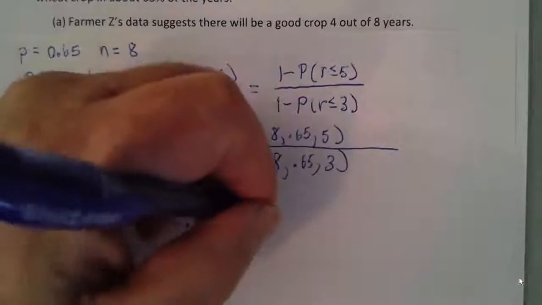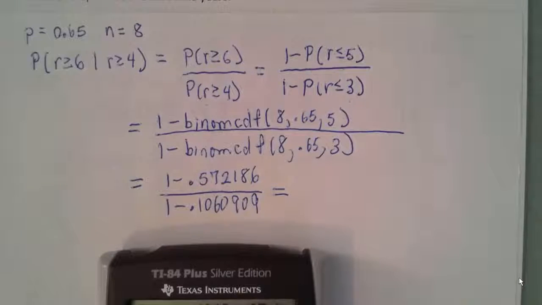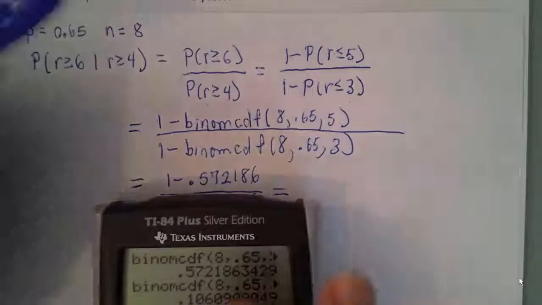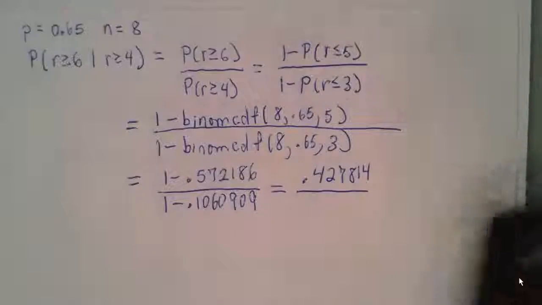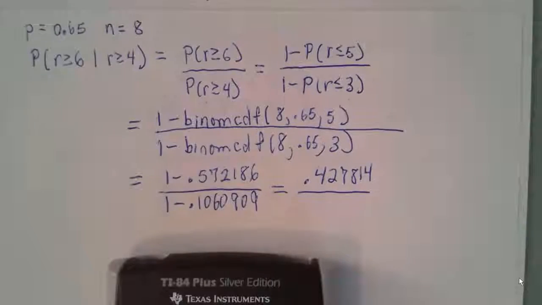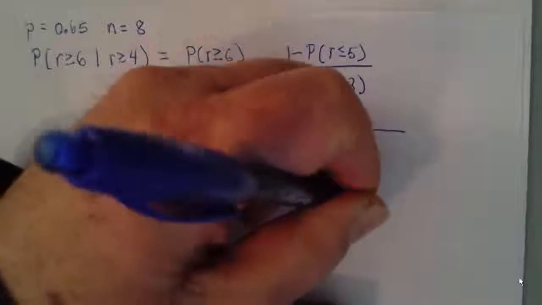So there's the arithmetic we need to do. 1 minus 0.572186 is 0.427814, and in the denominator 1 minus 0.1060909 is 0.8939091.